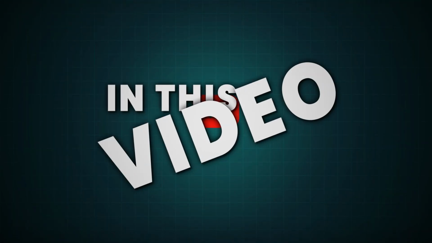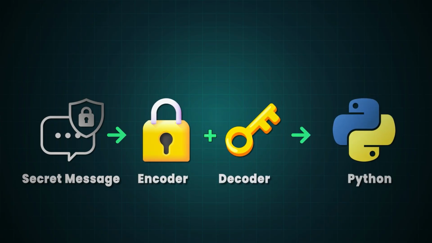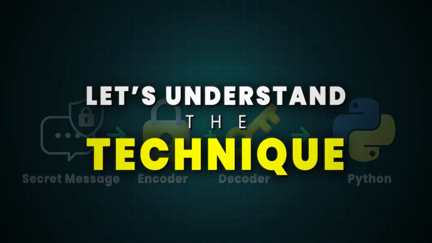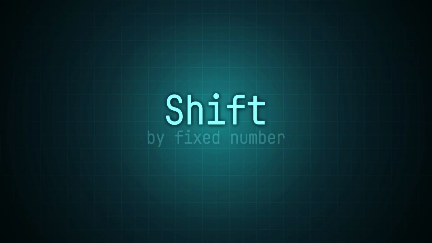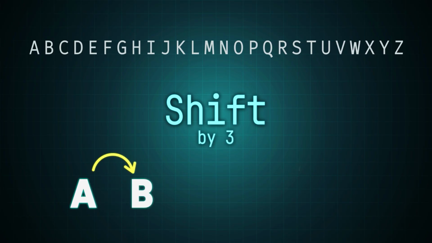In this video, we're going to build a secret message encoder and decoder using Python. Let's first understand the technique behind it. The technique that we will be using is Caesar Cypher. It works by shifting each letter by a fixed number of positions in the alphabet. For example, with a shift of 3, the letter A becomes D, B becomes E, and so on.